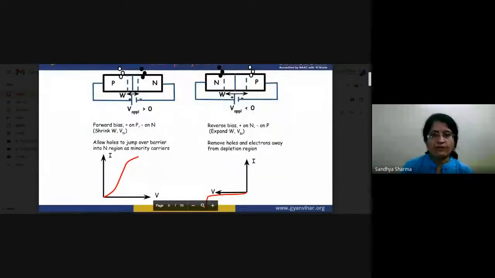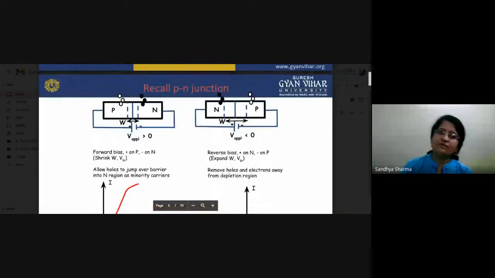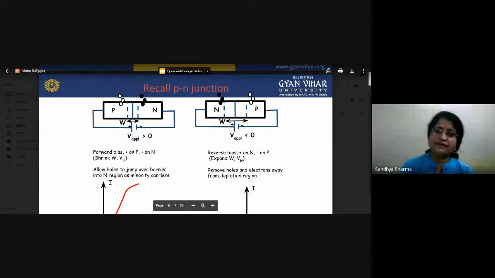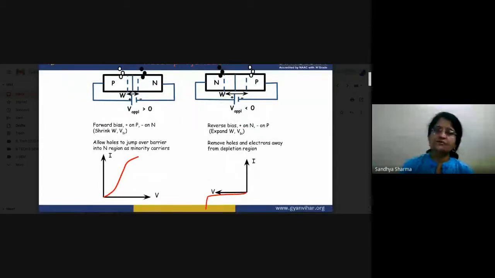Now again we will see the basic revision of our PN junction diode. What happens in our PN junction diode? The PN junction diode can be either forward biased or reverse biased. First of all, we will recall how our PN junction works under forward bias and how it works under reverse bias. First, if we forward bias this PN junction, what will happen to the depletion layer width? So what is the depletion layer width?